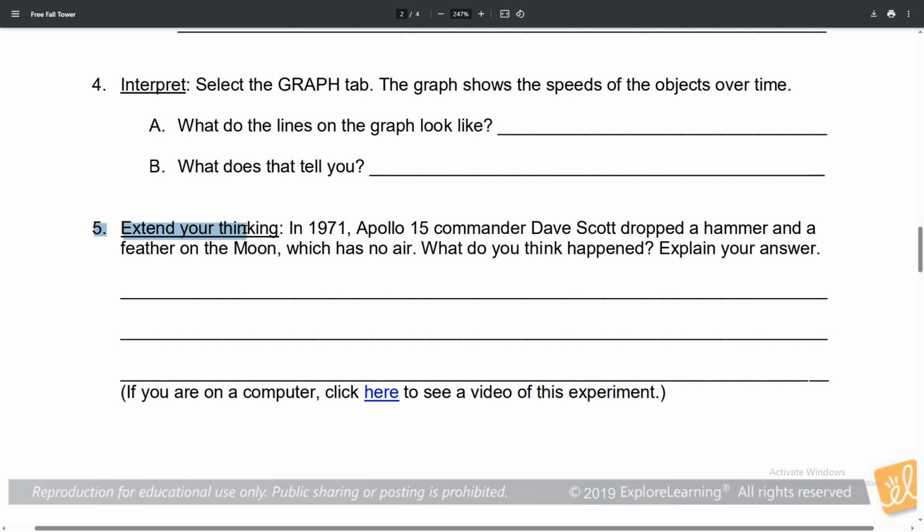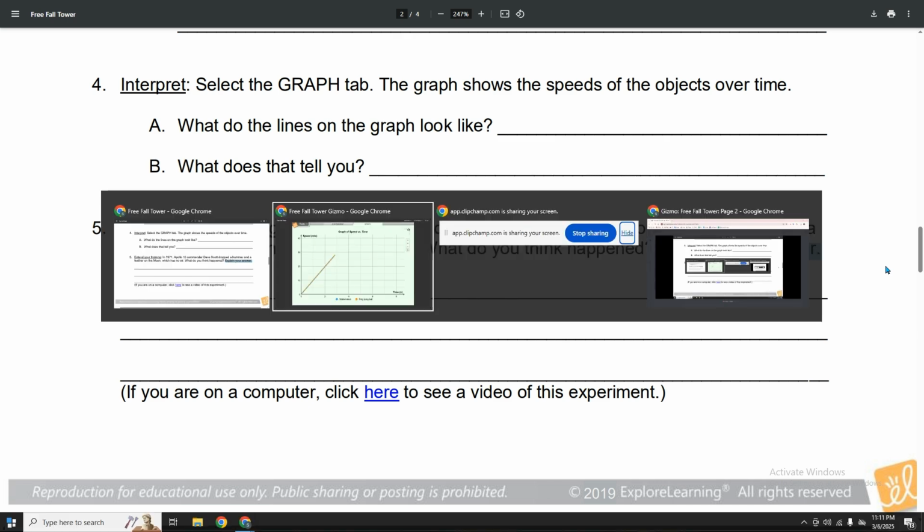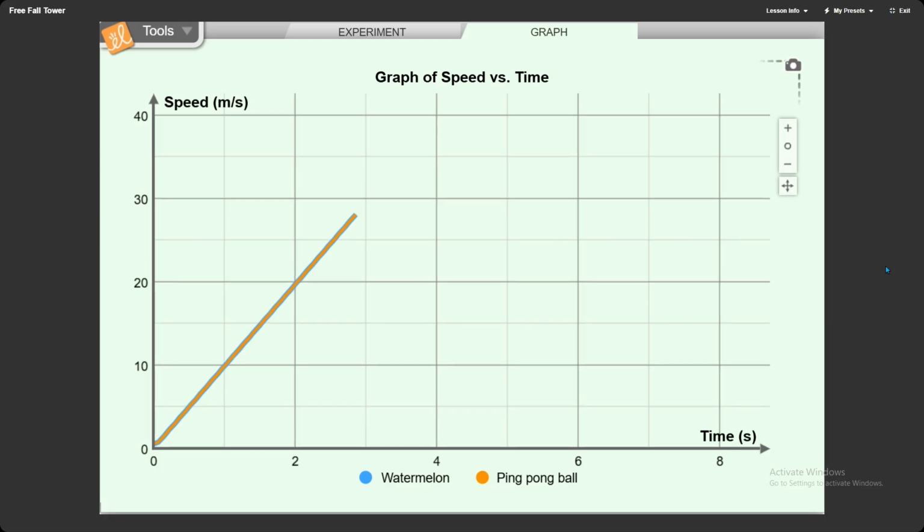Question 5. Extend your thinking. In 1971, Apollo 15 Commander Dave Scott dropped a hammer and a feather on the moon, which has no air. What do you think happened? Explain your answer. So, do you think the hammer and the feather fell at the same rate or different rates? Which one do you think happened to hit the moon's surface first? Make sure that you write down your explanation in your answer. Don't just write that the feather hit the ground first, but make sure you include why.